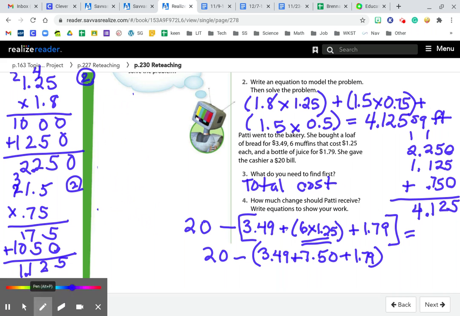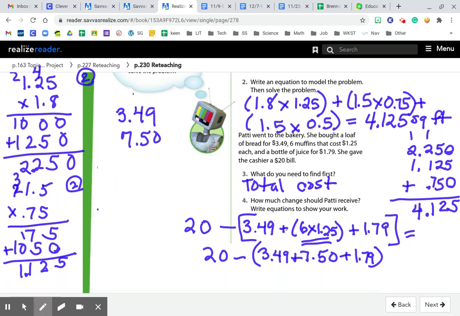So we have $3.49, $7.50, and $1.79. So starting at the ones place, 9 plus 9 is 18. Put the 8 down, carry the 1. 4 plus 5 plus 7 plus 1. I'm going to group this together. 4 plus 1 is 5, and 5 plus 5 is 10, and 10 plus 7 is 17. Remember, I have everything lined up in decimal place value because I'm adding. 7 plus 3 is 10, plus 2 is 12. So that's how much she paid.